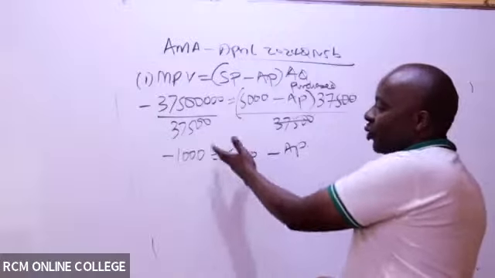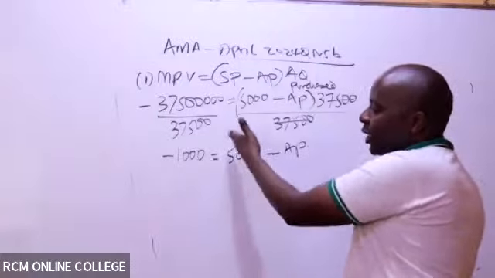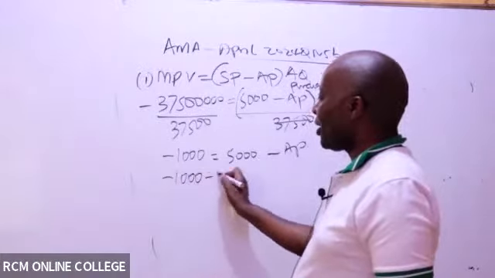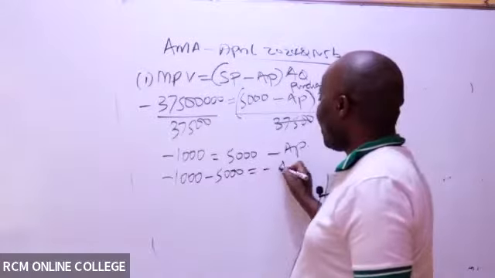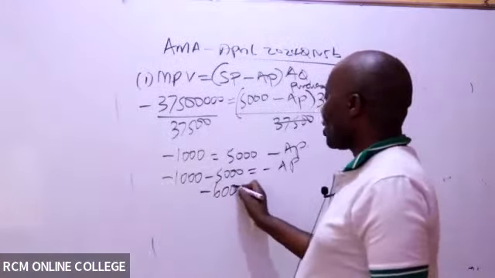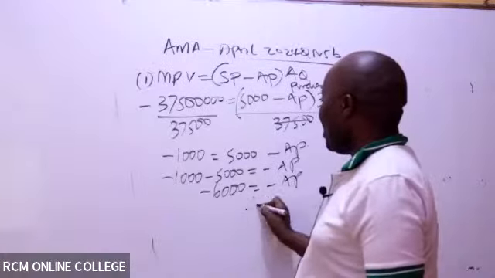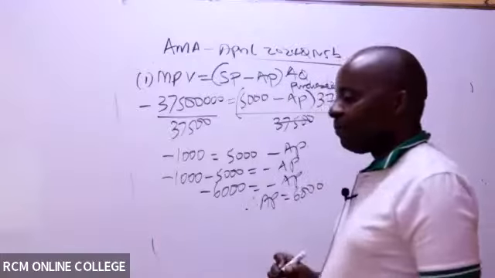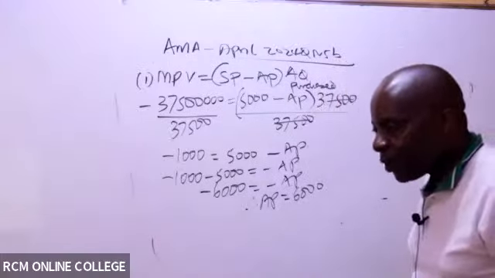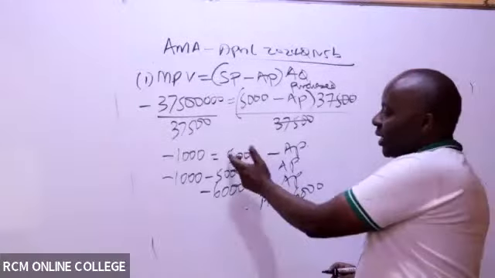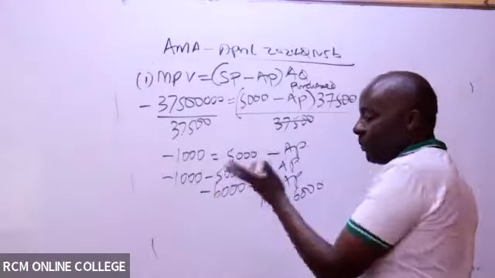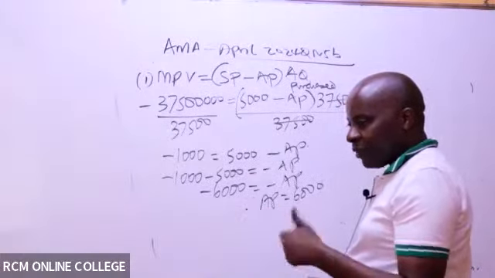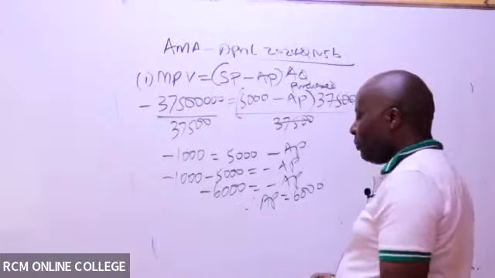I want this 5,000 to go to the other side. Here it's positive, on the other side it will be negative. So minus 1,000 minus 5,000 equals minus AP. This will be minus 6,000 equals minus AP. Therefore AP is positive 6,000. You see here, 5,000 is positive. When it crosses over, it becomes minus. So minus 1,000 minus 5,000 is minus 6,000, and AP will be 6,000.